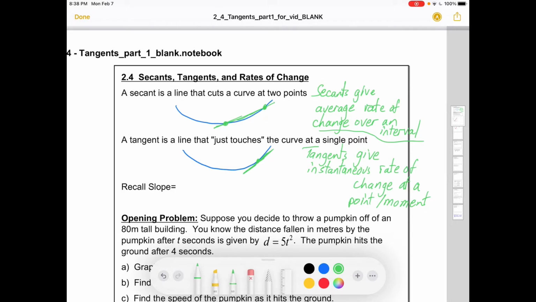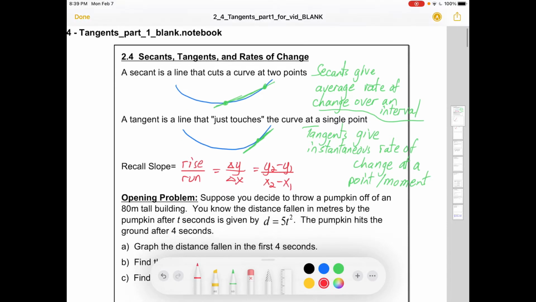This all has to do with slope, so we might as well refresh our memories on what slope is all about. Slope is sometimes just called rise over run. That means the change in y over the change in x. And change is always final minus initial, so sometimes you'll see it written this way: y sub 2 minus y sub 1 over x sub 2 minus x sub 1, or x2 minus x1.